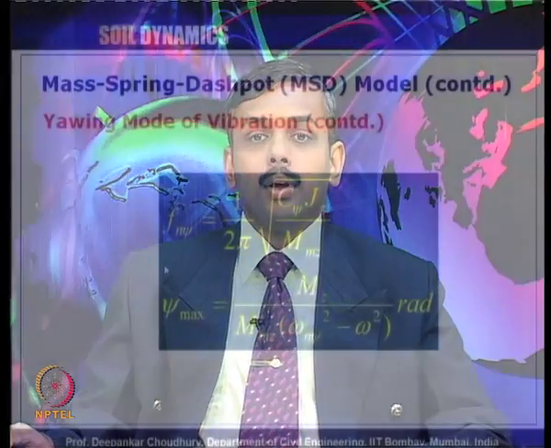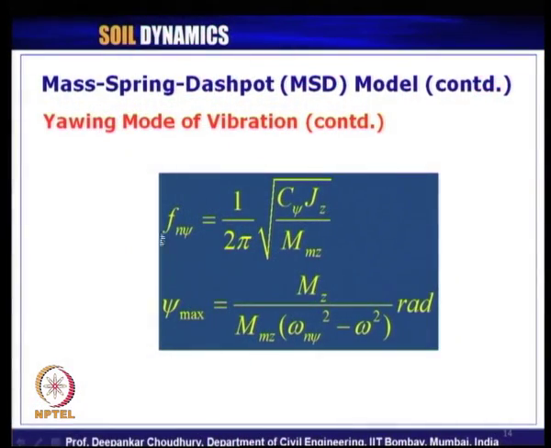Now, for the yawing mode of vibration, the natural frequency f n psi can be calculated like this: 1 by 2 pi times the square root of C psi Jz by M mz.